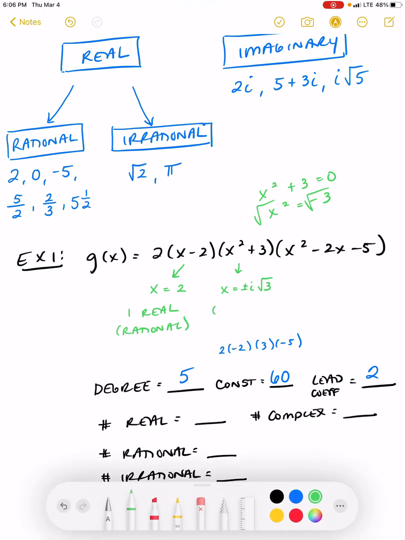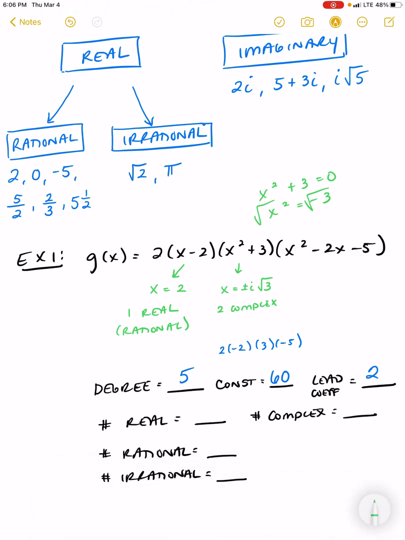This is going to make 2 complex roots. Don't forget that plus or minus, because complex roots always occur in pairs. Now we have this last factor, and it doesn't factor more. That means we're going to have to use the quadratic formula. If we use the quadratic formula, it's going to be 2 plus or minus.